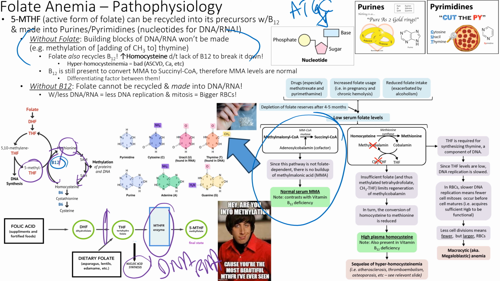Okay, so we have purines, A and G, and pyrimidines, cytosine, uracil, and thymine. All of these things can get inhibited with folic acid deficiency. We talked about B12, which will have elevated MMA, right? It's just normal in folic acid deficiency. That's the difference and the reason why.